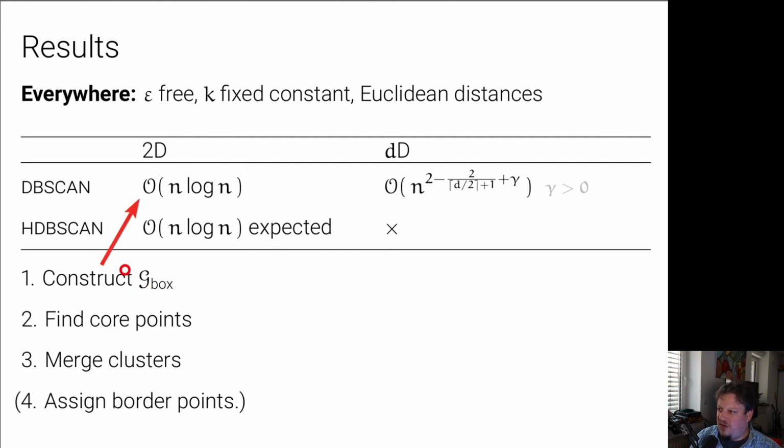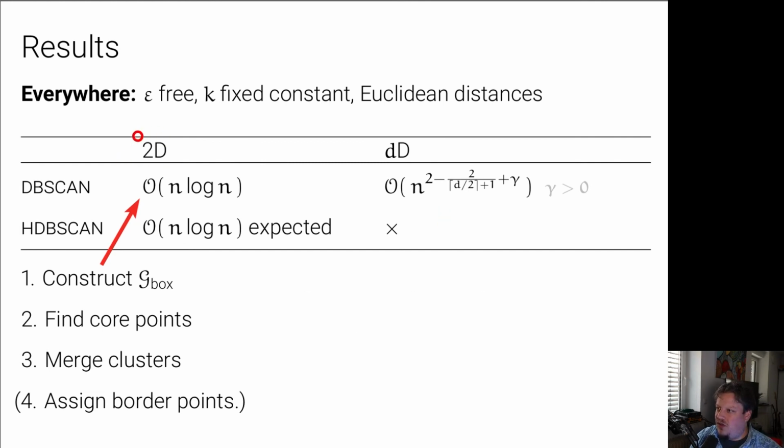First step, construct G-box, then find the remaining core points. Some of them were obvious, but some of them were a little bit more work. And then we merge the clusters. I didn't really talk about the border points, but you can do that as a post-processing step after you've found all of the core points and all of the clusters. Like I said, there's a little bit of trickiness with the border points because a point can be a border point for more than one cluster. And so this paper really just cares about DBSCAN star the most. It doesn't really care about border points. But if you really want them, you can find them afterwards in post-processing.